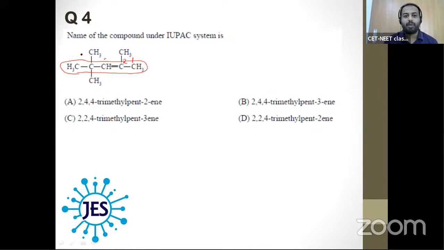This is the correct way of numbering, because if you come from the opposite end, let's say you start numbering from this end, 1, 2, 3, 4, 5. Please observe, in the first case, carbon with double bond gets position 2. In the second case, carbon with double bond gets position 3. You have to follow the lowest locant rule. So this numbering scheme is correct. This numbering scheme is wrong.